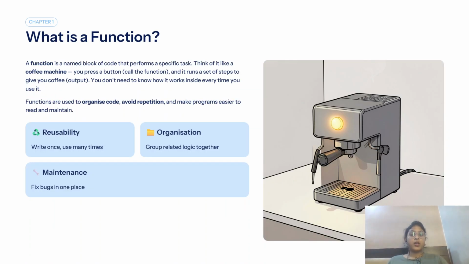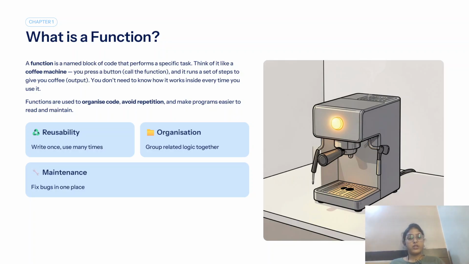Let's begin. So, what is a function? A function is a named block of code that performs a specific task. Instead of writing the same code multiple times, we write it once inside a function and call it whenever needed.